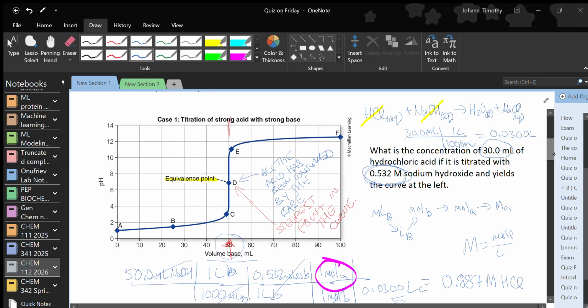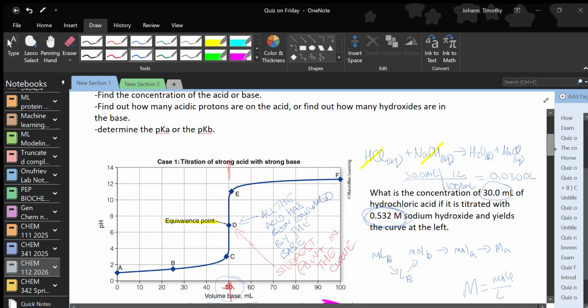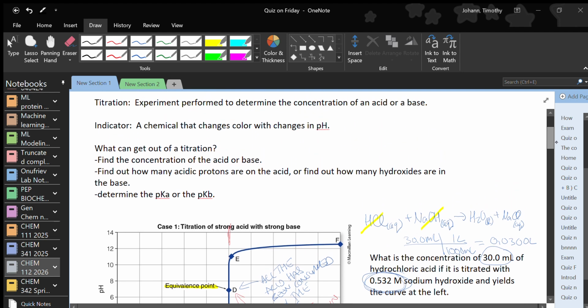That's how we use this, the titration of a strong acid with a strong base. We're not going to find the pKa here, because a strong acid fully dissociates, and so you can't figure out the pKa for that. There really isn't a pKa for strong acids.